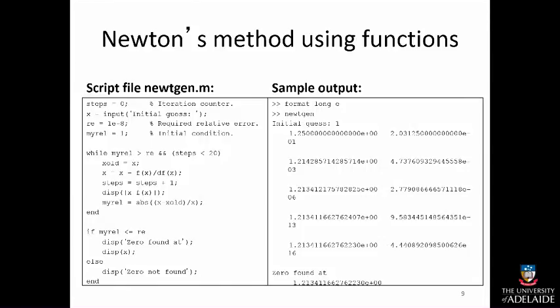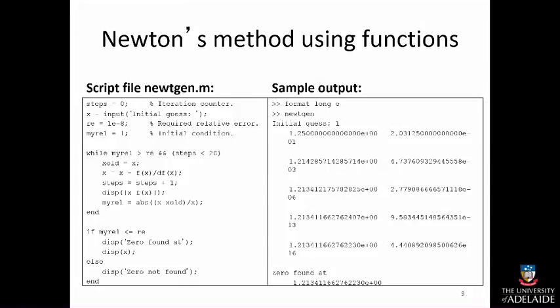So have a look at the sample output. Now, the initial guess was 1. The disp function is going to display x and f of x. So the first one is 1.25. Then the next one is 1.214. And you see, the breaking condition is there, the MyRel condition. So when the absolute value of x minus x old divided by x is smaller than the relative error, then we are going to break.